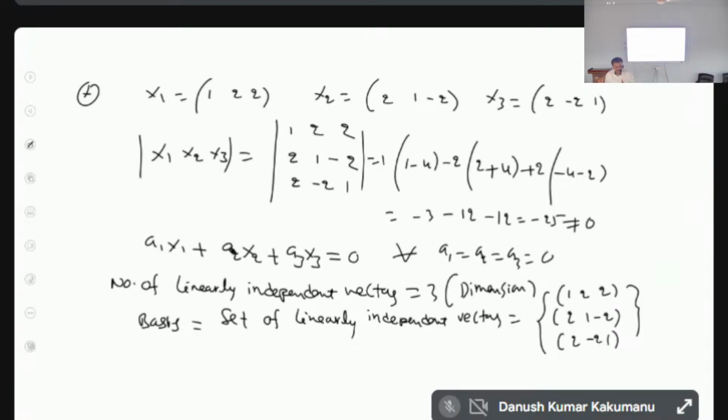Is this topic there? Linear dependent, independent. What is the definition of linearly dependent? One vector in terms of the other vectors, then they are linearly dependent. Otherwise, independent. Number of linearly independent vectors is called dimension. If you are keeping them into the set form, it is called the basis. These definitions also.